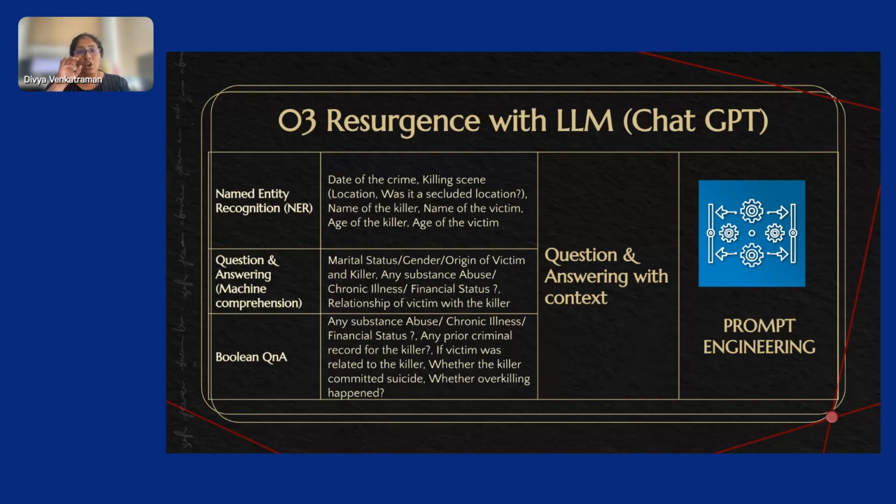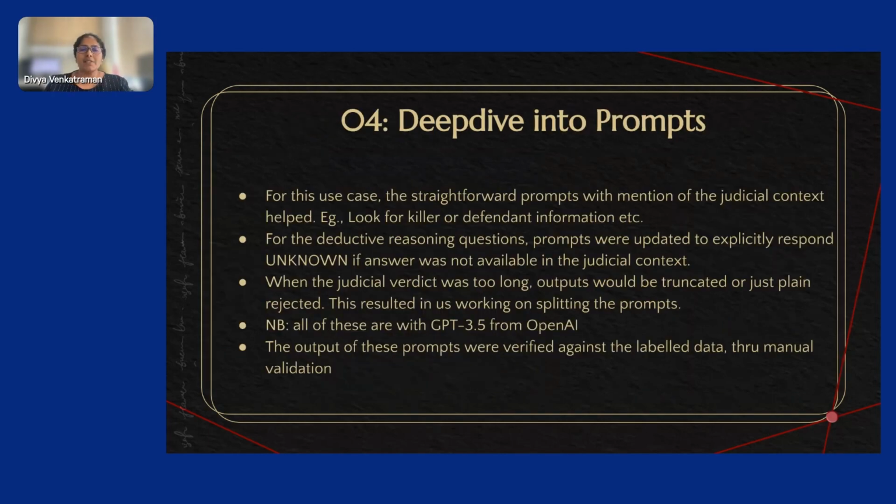So you can see that all of these can actually be fit as question answering with context, which is where GPT works really well, right? All of these tasks were created as prompt engineering tasks. So I'll quickly deep dive into some of the learnings from the prompt engineering as I did, and also show you the prompts. In this use case, the context was the judicial verdict, which was web scraped, right?